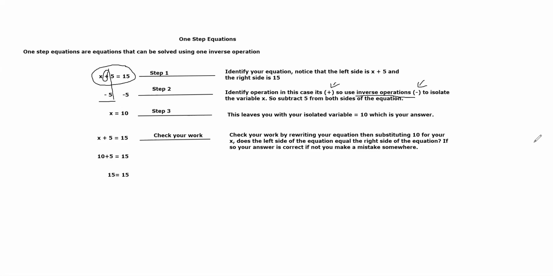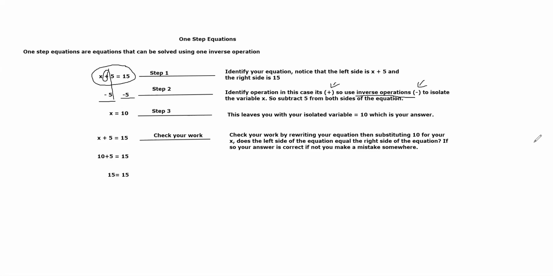However, I can't just take away 5 from the left side of the equation. I have to do it from both sides. Remember, this is an equation. If I take away 5 from the left side, the equation is now unbalanced because I took 5 from the left. In order to balance it, I need to take 5 from the right as well, which is why I have 15 minus 5 here, right? So that's why I have to subtract 5 from both sides of the equation. That way, if I take an equal amount from both sides, the equation is still balanced, okay?